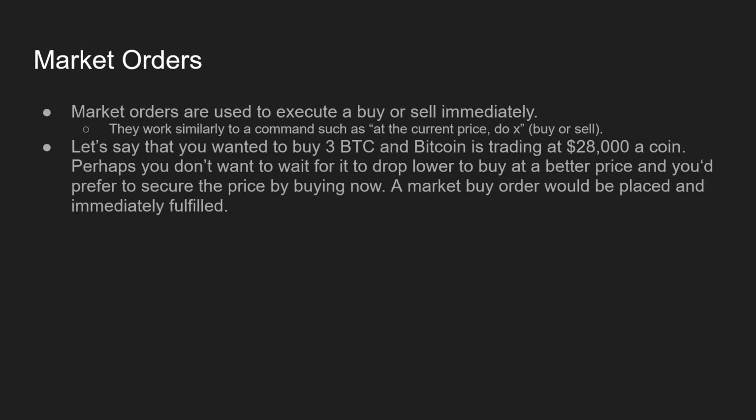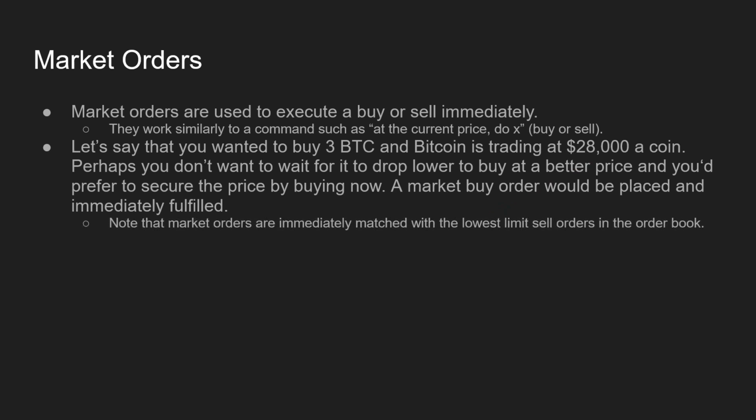Let's say you want to buy 3 Bitcoin and Bitcoin's trading at $28,000 a coin. Maybe you don't want to wait for it to drop lower to buy at a better price, and you'd prefer to secure the price right now by buying now, right? Like you think, all right, Bitcoin's going to go over 30K. Right now it's 28. I don't want to set a limit order and wait for it at 27 or something. I just want to buy it now. That way I can secure that I'm in the trade, or I can market sell to secure that I'm out of the trade. It works both ways. In this situation, a market buy order would be placed and immediately filled.